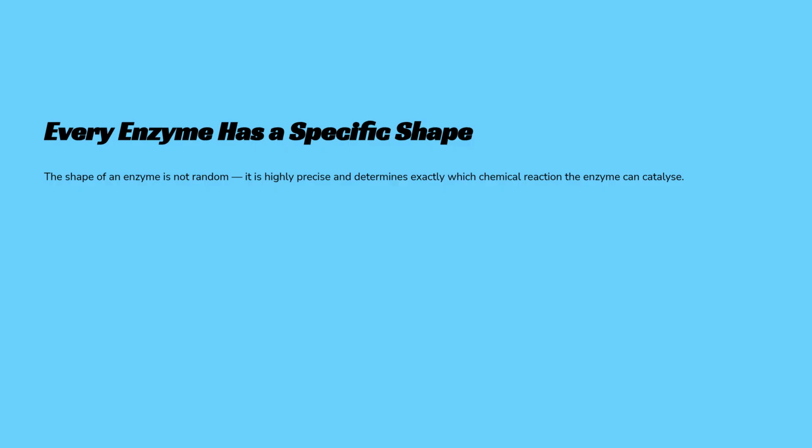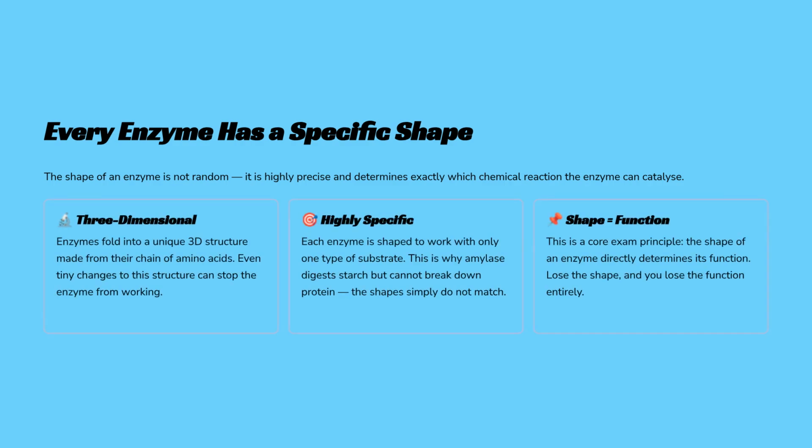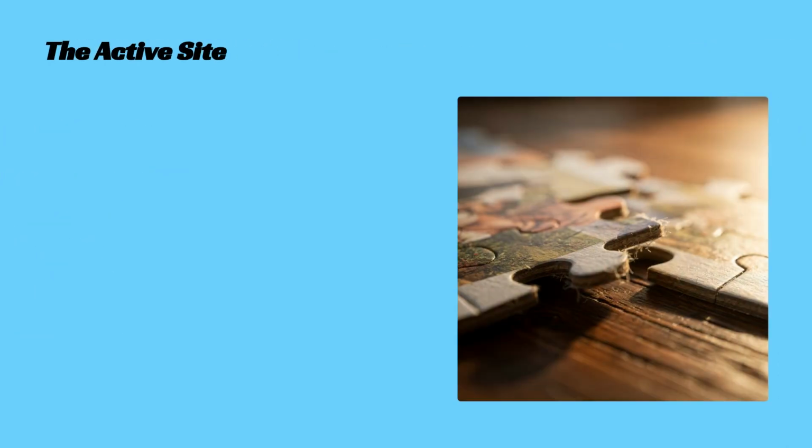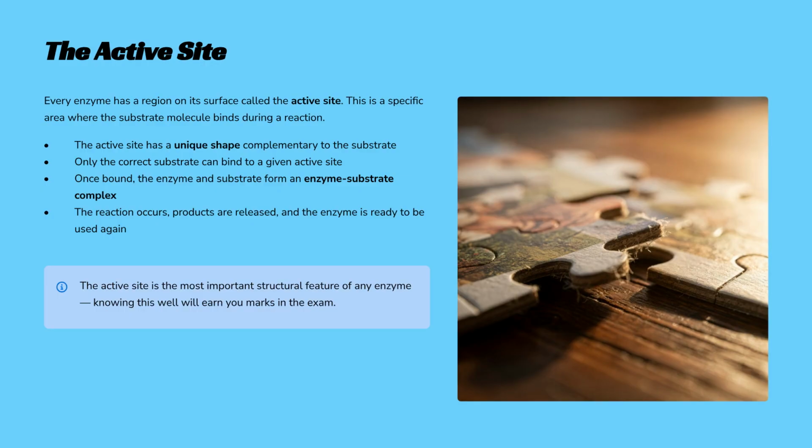Every enzyme has a highly specific, unique 3D shape determined by its amino acid chain. This shape dictates the chemical reaction the enzyme can catalyze. If the shape is lost, the function is lost. The most important feature is the active site, where the substrate binds to form an enzyme-substrate complex. The active site's unique shape is complementary to only the correct substrate. The reaction occurs, products are released, and the enzyme is ready to be reused.